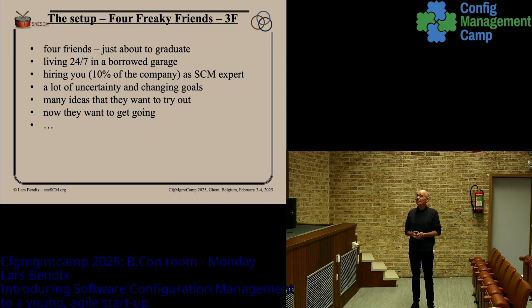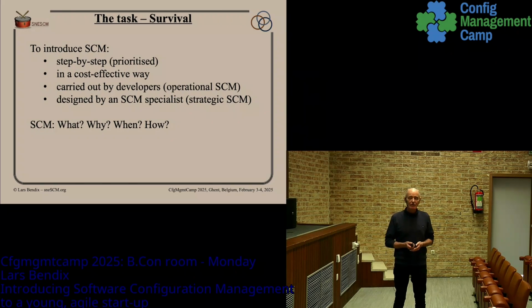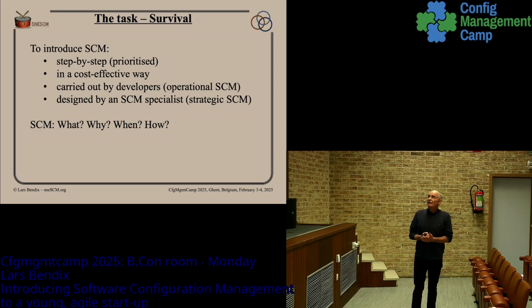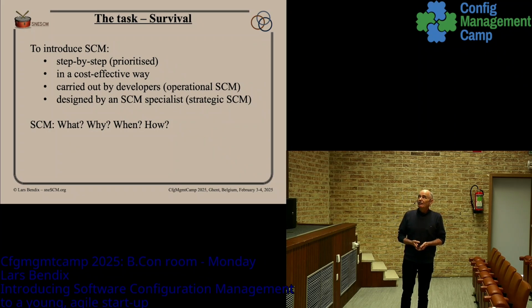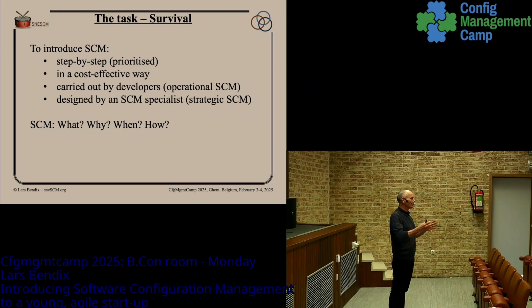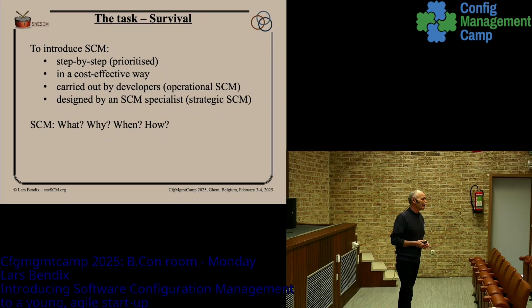There's a lot of uncertainty and changing goals. They have many ideas that they want to try out, and now they're just about ready to get going. So let's see some of the things that we have to do to make this young Agile startup survive the first week, the first month. If we introduce software configuration management wall to wall, the way that it should be done, then they can do nothing but try to digest all these new things in the first month. And they don't want to do that. So we should try to introduce software configuration management step by step.